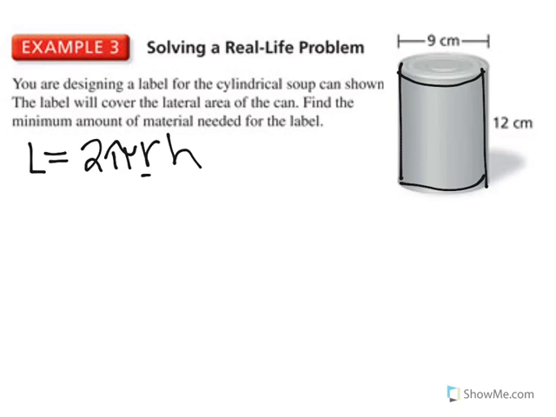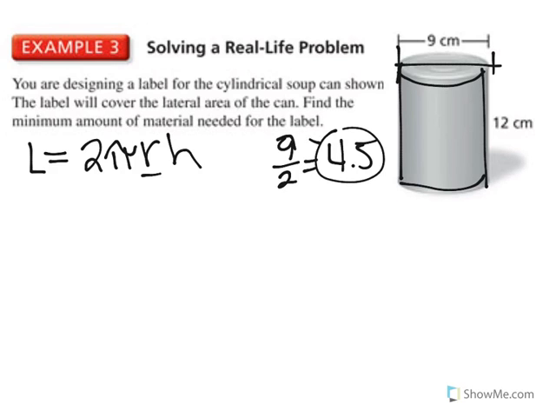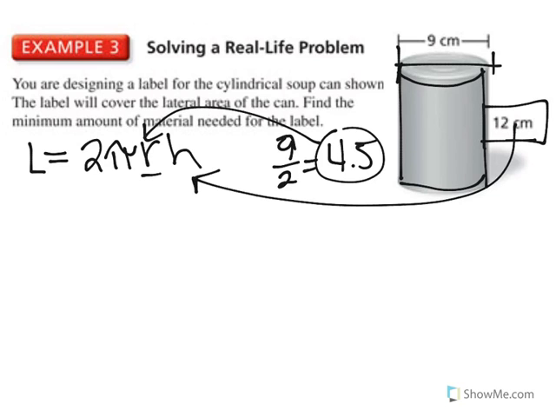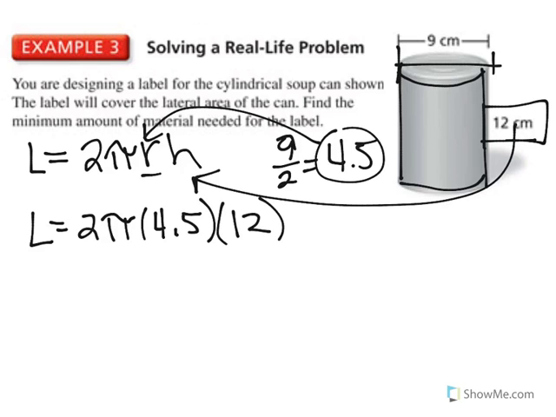Okay, so the first thing we need to know is our radius, and here we're given the diameter. So if we take 9 divided by 2, that's going to give us 4.5, and that's our radius. Okay. Then we need the height of the cylinder, which is 12. That's going to go in for h. So actually we have everything we need to plug in. L is equal to 2 pi, radius is 4.5, times our height, which is 12.